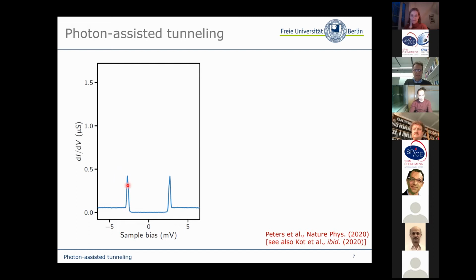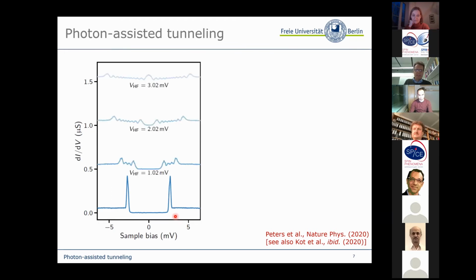That simply leads to these well-known coherence peaks due to the superconducting gap edge. And that's what you observe in the absence of the high frequency radiation. If you now apply high frequency radiation, 40 gigahertz in this case, then these peaks start to split up into sidebands. And the larger the amplitude of the high frequency radiation, the more of these sidebands appear, and they spread out over a wider region.